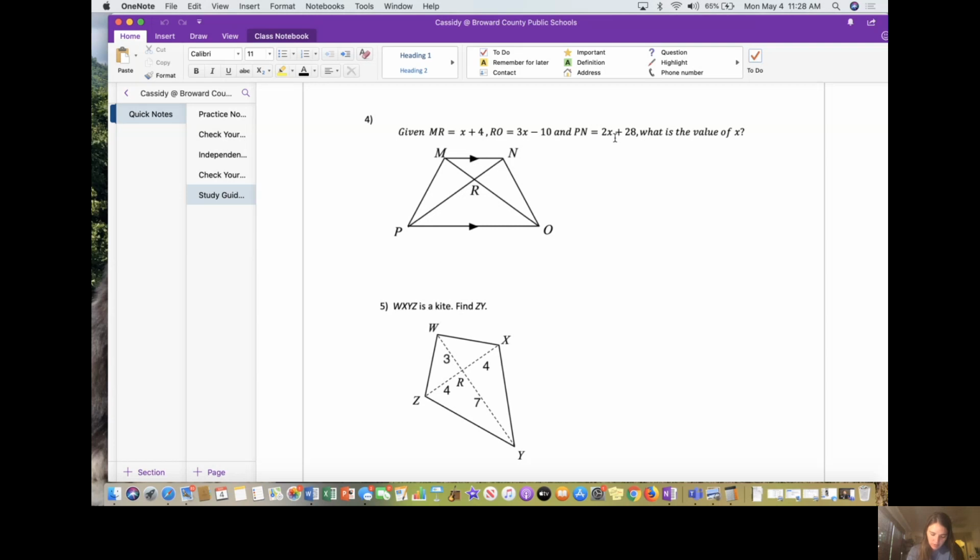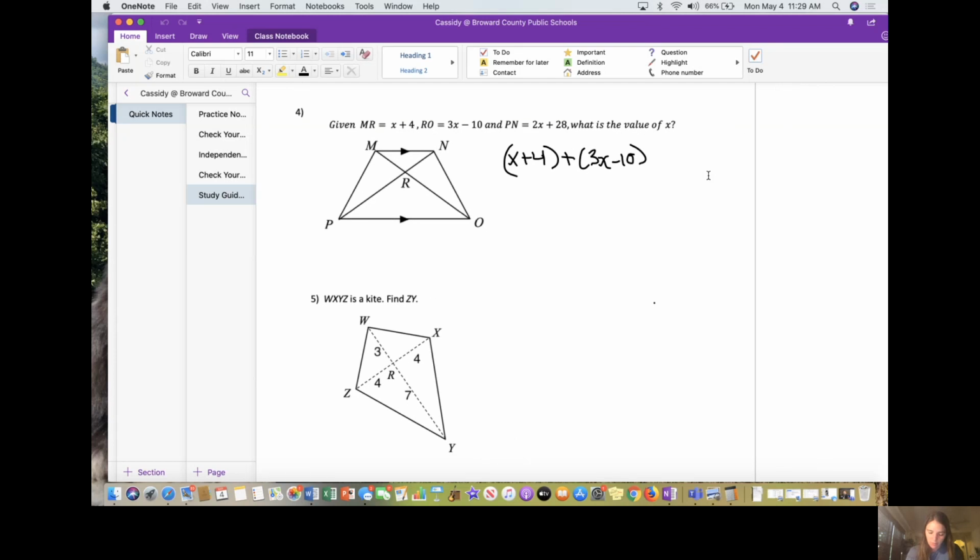So our equation is going to look like this: x plus 4, that's the one piece of MO, and then 3x minus 10. You don't have to put in parentheses. I'm only doing that because I want you to see that x plus 4 goes to MR and RO goes to the 3x minus 10. And we're going to set that equal to PN, which is 2x plus 28, because if these two added together equal MO, that's the whole diagonal, and that diagonal is going to be equal to the other diagonal.